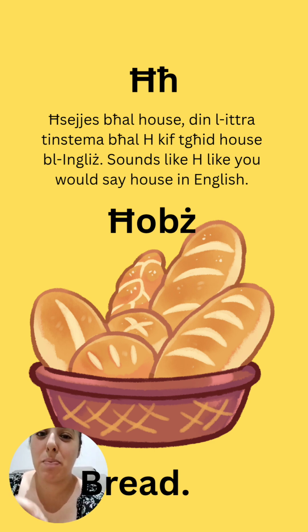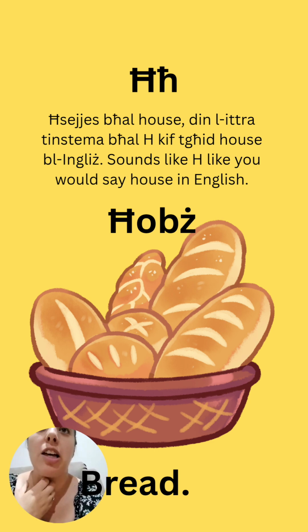Din il-litra tisama pal-h kif tgħid house bil-Ingliż. This letter sounds like you would say house in English, house. Okay, this is a little H. This H has a dash through it. In Maltese, we call it a tikka. And the word, per example, ħobż, bread. So when you say the H like this, you really gotta emphasize the sound like you're gonna clear your throat out.